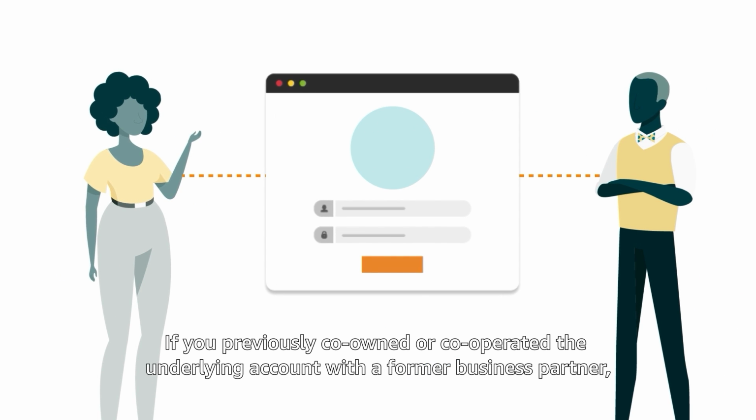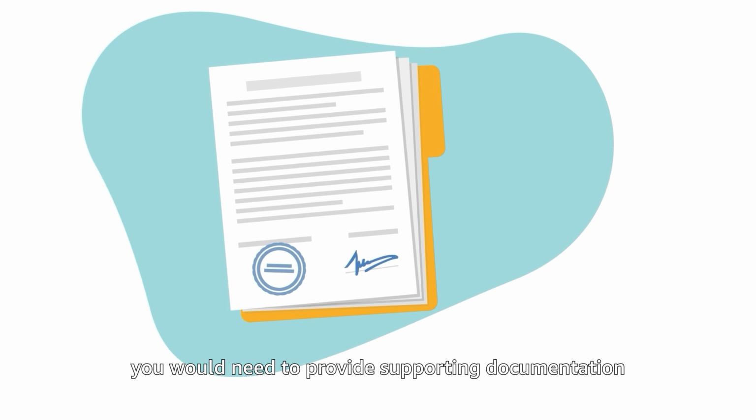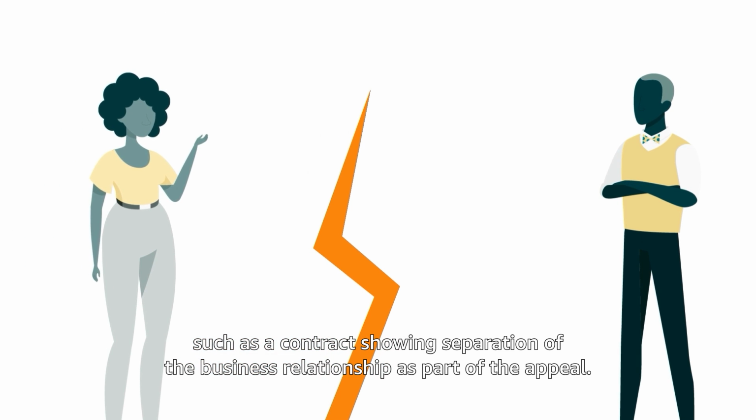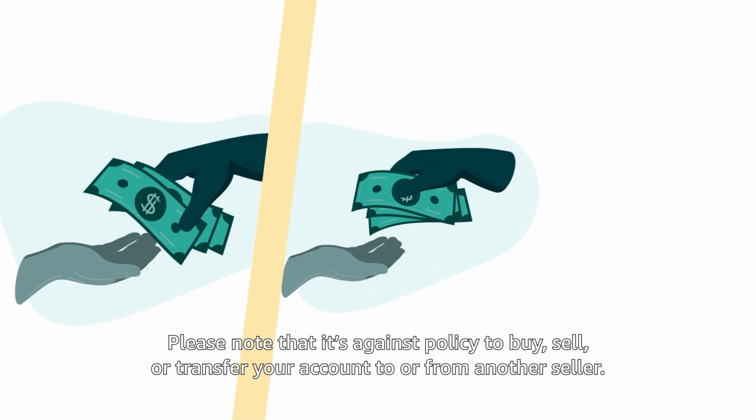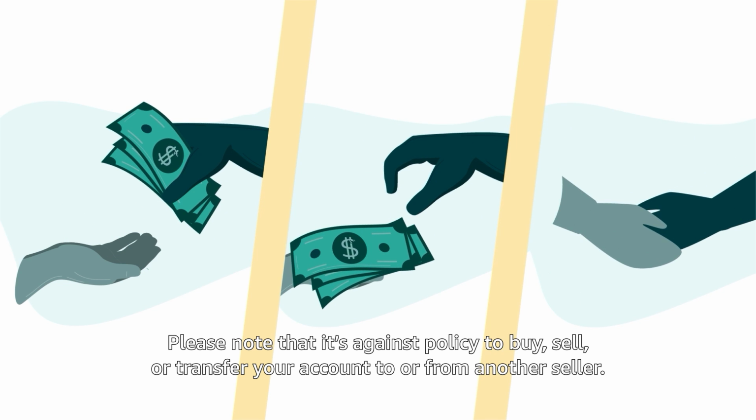If you previously co-owned or co-operated the underlying account with a former business partner, you will need to provide supporting documentation such as contracts showing separation of the business relationship as part of the appeal. Please note that it's against policy to buy, sell, or transfer your account to or from another seller.